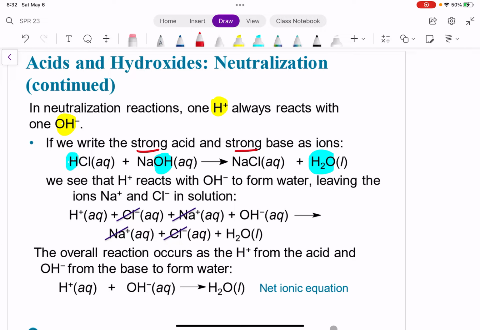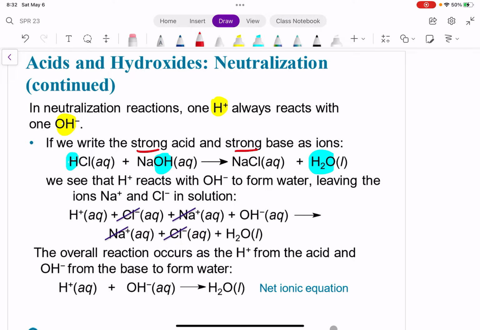But on the left side, we have our chlorine ion, and we still have it on the right, so we can cross that out. On the left side, we have our Na+, and we still have that on the right. It didn't react. But what did react is we have those H+ ions with those OH- ions reacting to give us liquid water.